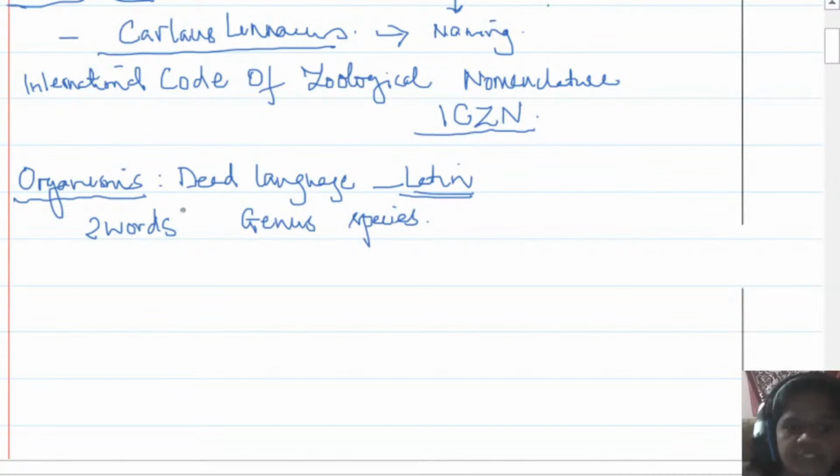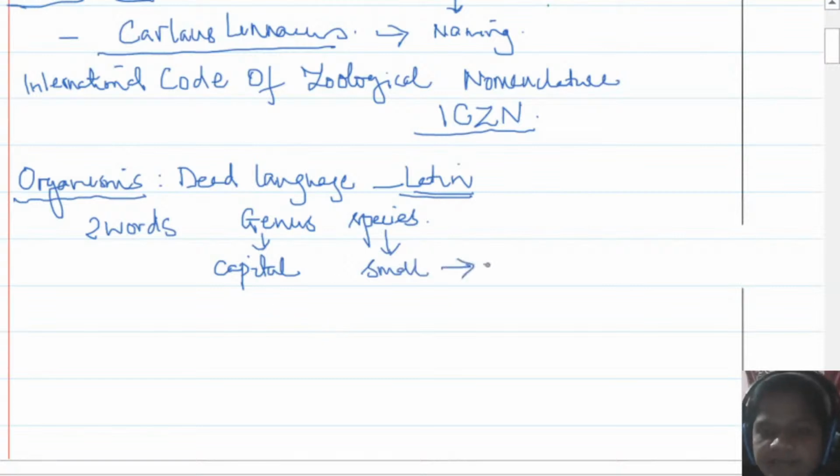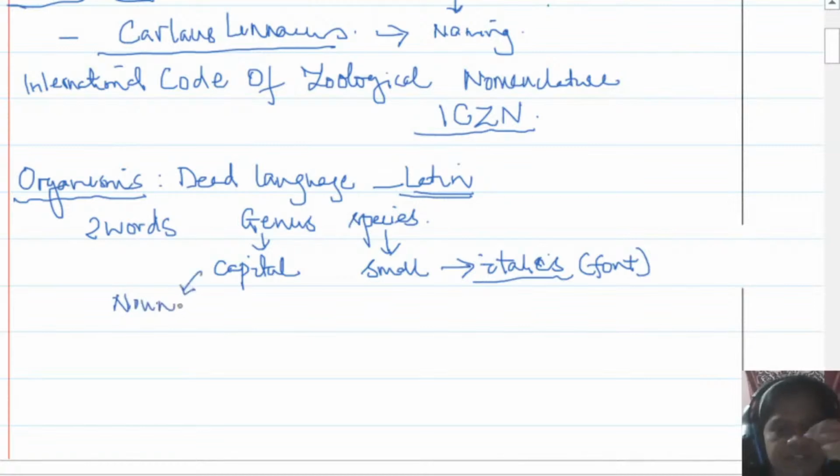Right? So the genus is capitalized, the first letter. First letter is the capital, and for the species, it's a small letter. Now the words are italicized. This is just the font, people. And they are derived from Latin because it's a dead language, and it consists of 2 words. Now the genus is usually the noun.